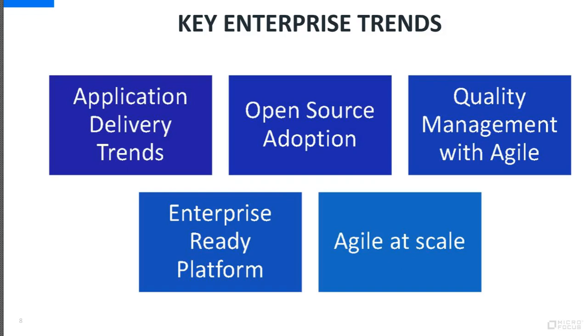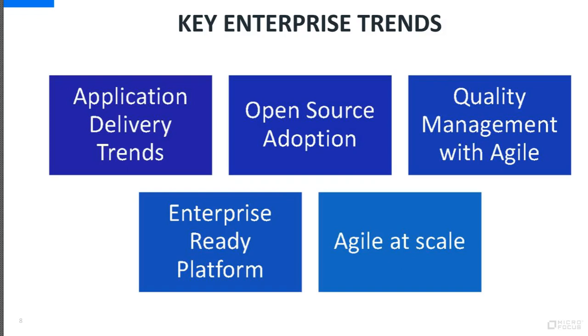The first one is the application delivery trend. It should be no surprise to anyone on this call that Agile has been around for at least a decade or more. It is pretty much the de facto process methodology being adopted by development and QA teams for building new applications. But in the enterprise domain, you still have a need for multiple delivery processes, and that's where hybrid delivery comes to the fore.